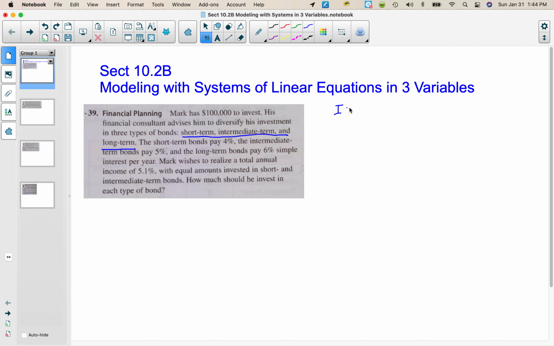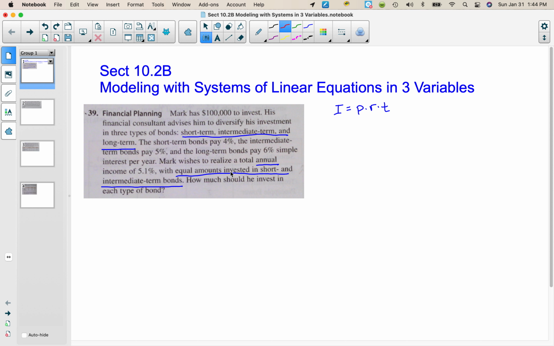Remember, interest equals principal times rate times time. Mark wishes to realize a total annual income, so our time is 1 year, which is nice, we don't have to worry about the time, of 5.1% with equal amounts invested in short, this is going to be important, equal amounts invested in short and intermediate term bonds. How much should he invest in each type of bond?